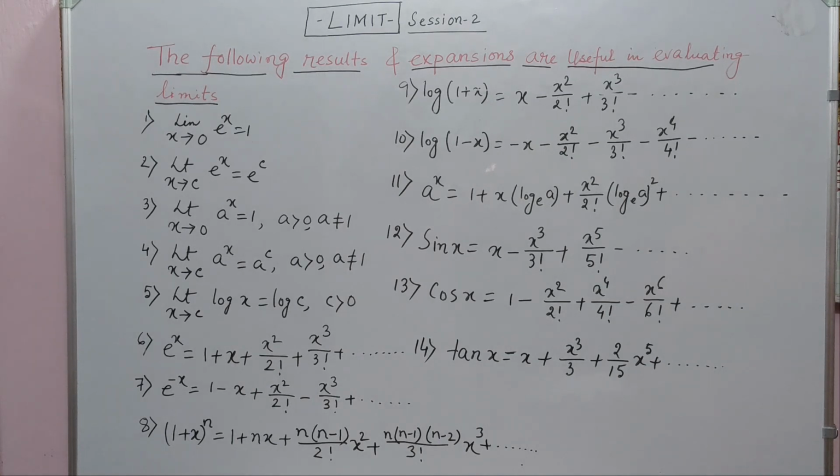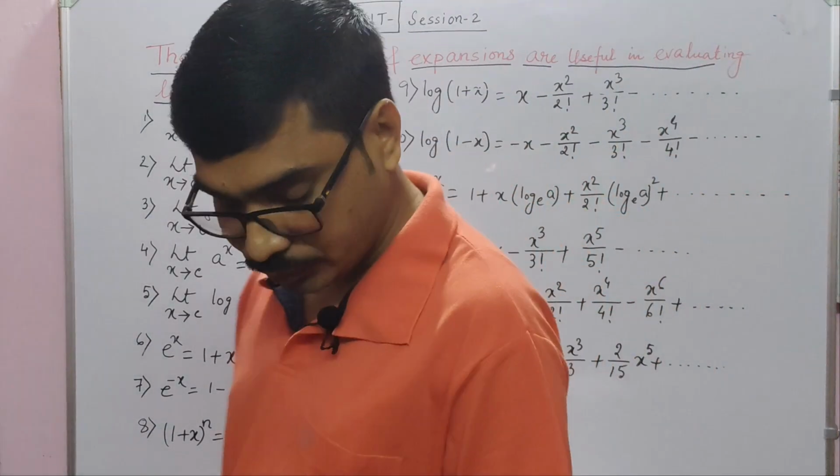We are to differentiate the numerator, that is f of x, and denominator, that is g of x, separately. Before applying this rule, ensure that f of x is of indeterminate form, that is 0/0 or infinite by infinite at x equal to a.